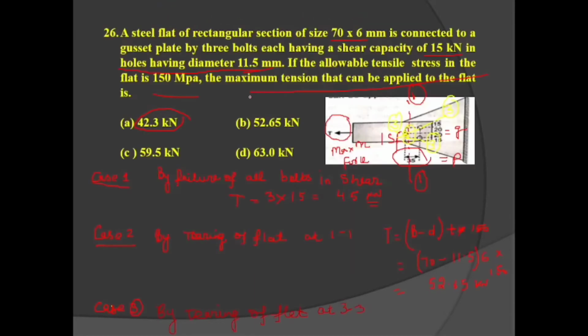So P value is equal to B minus 3D. Total number of rivets in the critical path are 3. B minus 3D into thickness, that is 6, plus S square by 4G plus S square by 4G, because 2 inclined lengths are there. One inclined length, second inclined length. So 2 times of S square by 4G into T.